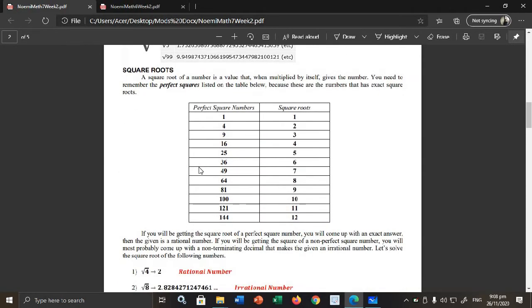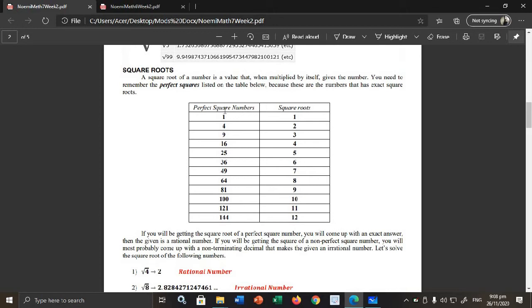So, now we will move on to the square roots of this number. So, when we say the square root of a number, it is a value that when multiplied by itself, it gives the number. So, you need to remember the term perfect squares. So, ito, kailangan nyo itong tandaan yung mga perfect square na number. So, paano ba siya, ma'am, nakuha?